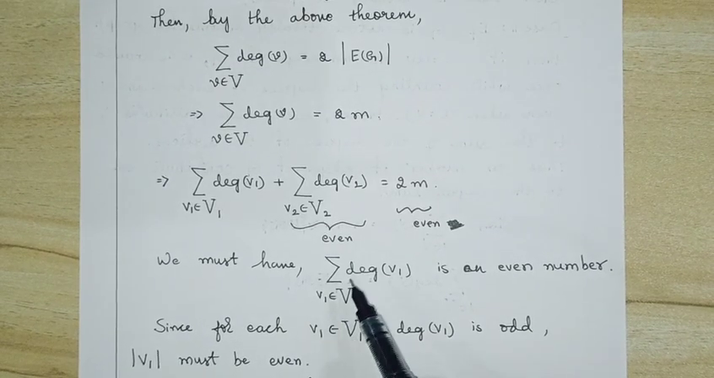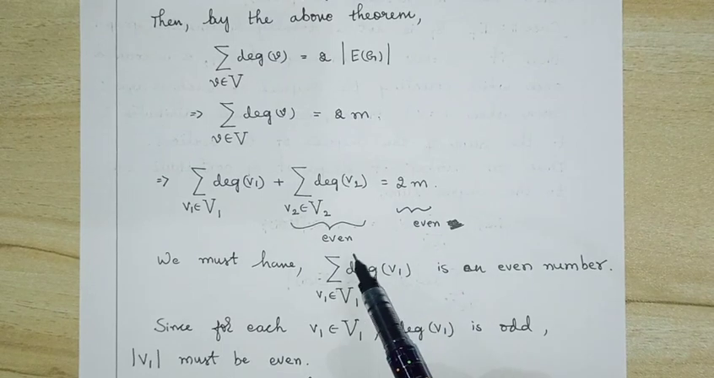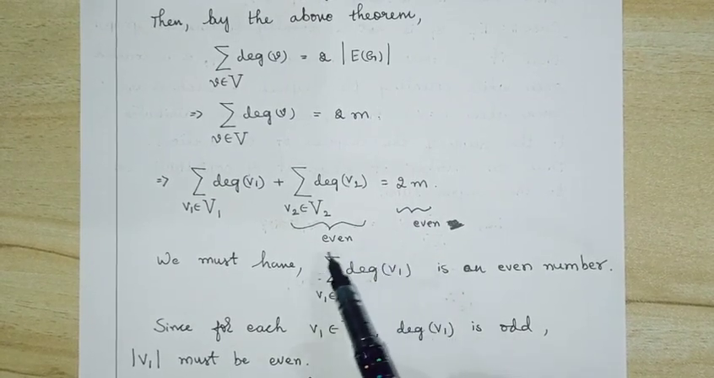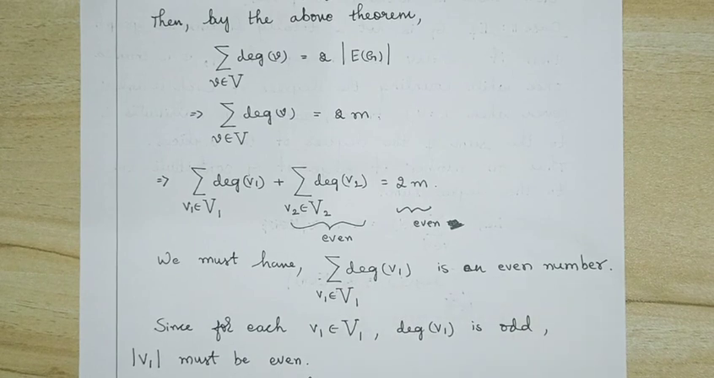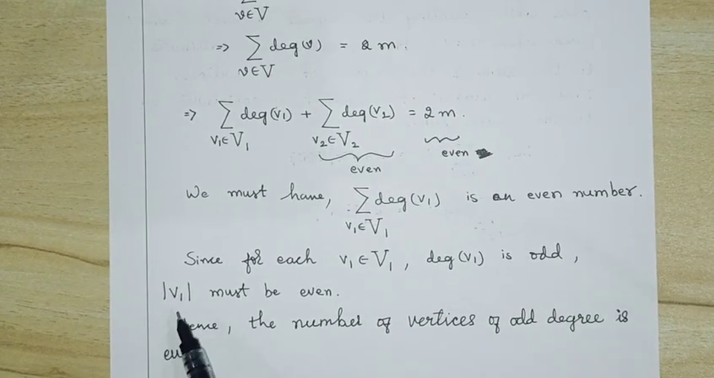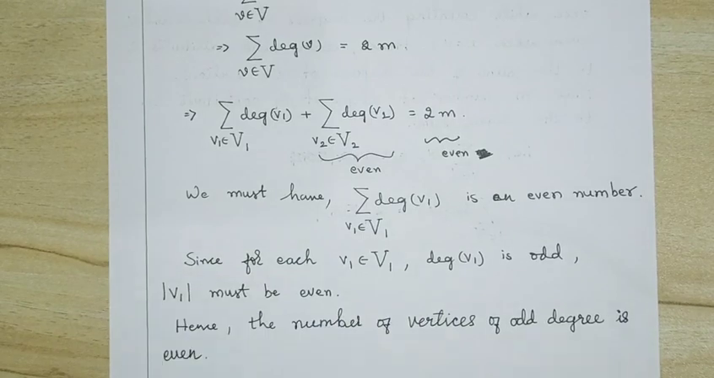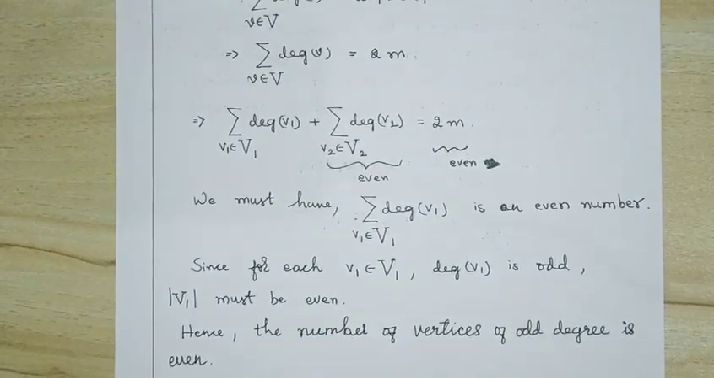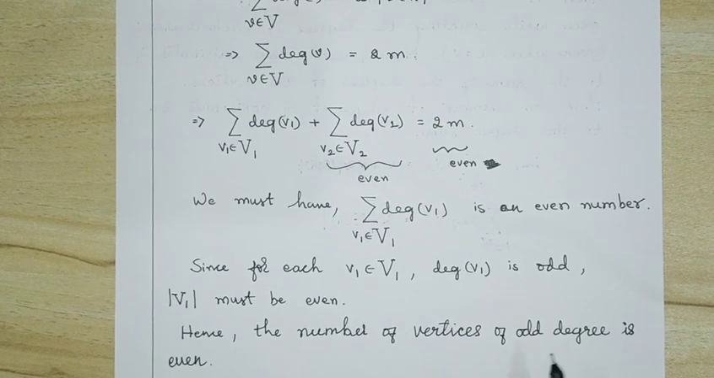So what is V1 here? For each v belonging to V1, the degree of v is an odd number. So I have a sum of odd numbers here, and that is an even number. Since for each v belonging to V1 the degree of v is an odd number, definitely the number of elements in V1 must be an even number. Therefore the number of vertices of odd degree is an even number.